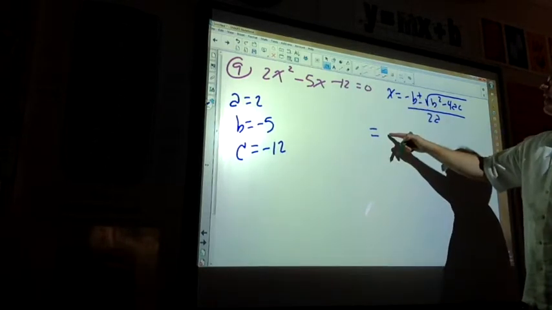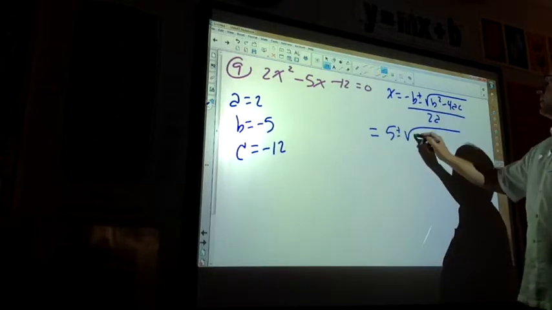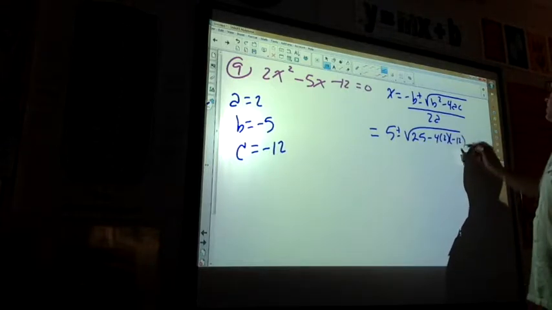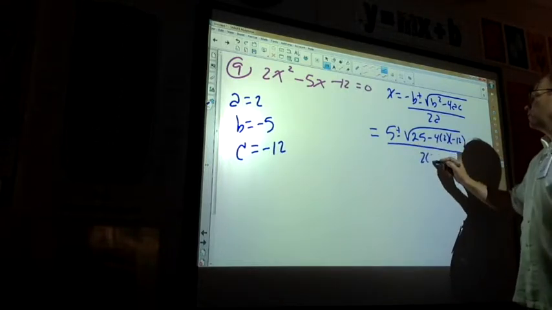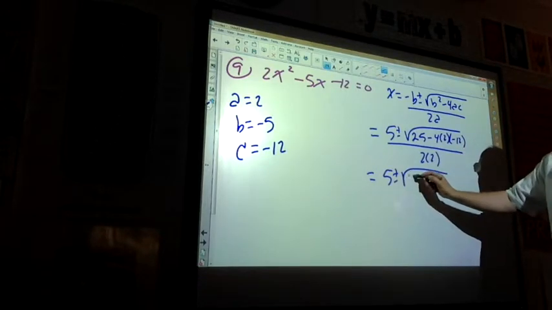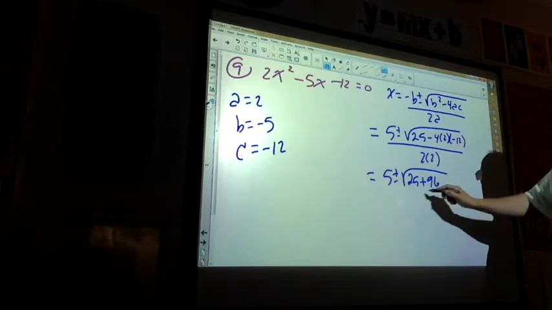Alright, hey, what's here? 5. 5 plus or minus root 25 minus 4 times 2 times negative 12, which is 96, all over 2 times 2. 5 plus or minus root, that's 25 plus 96. Yep. Over 4.